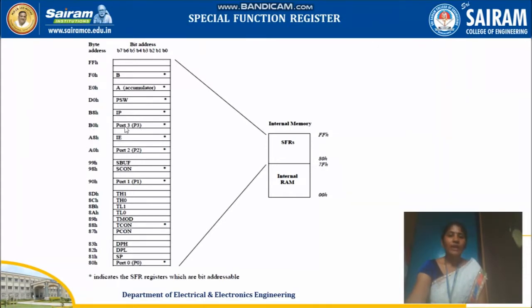You can access the port either directly by using the port number or by using this address. Even the accumulator can be accessed either by using A, or by using the address. The accumulator address is E0, and the B register address is F0. Likewise, each special function register has its own address. Using this address you can access that register, or you can do it by its name.